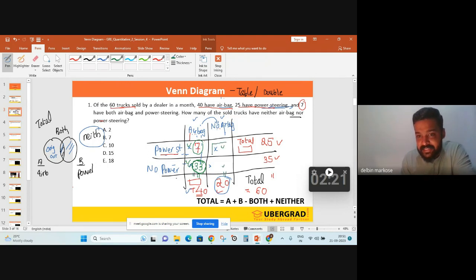Now, can I get this information easily? Yes, 7 plus something, you have to get 25. So this will be 18. Automatically, we know that this value plus this value, you have to get 20. This will be 22 here. So I hope it's clear to everyone how we got each and every value. So when you're writing, make sure that you write airbag, no airbag, power steering, no power steering. If you mix it up, you miss category. That's the only thing you have to be careful. Now, what is the question? How many of the sold trucks have neither airbag nor power steering? So no power steering, no airbag, that is 22.